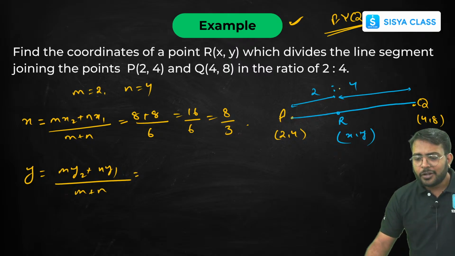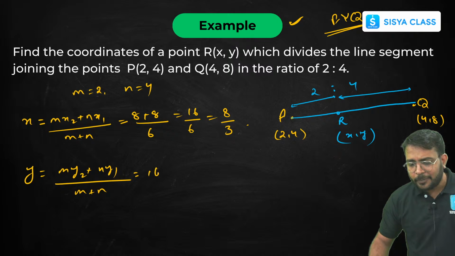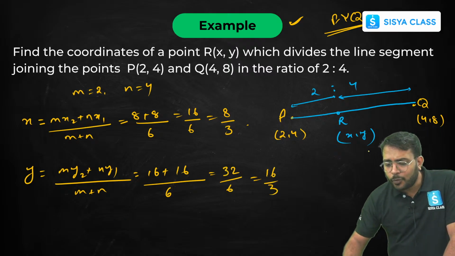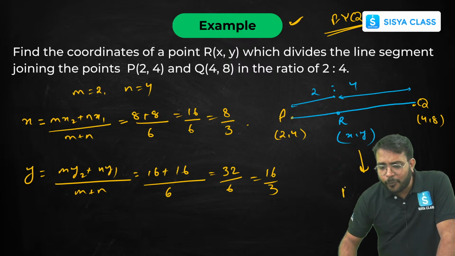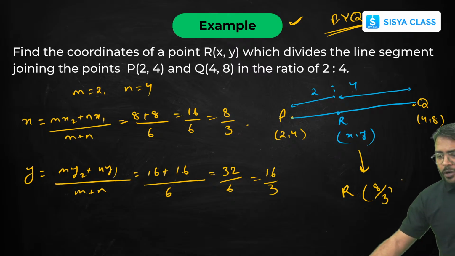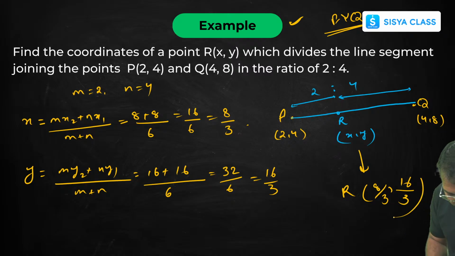So m की वैल्यू 2 into 4, it is going to be 2 into 8, it is going to be 16, and 4 into 4, it is going to be 16, divided by 2 plus 4, it is going to be 6, that means 32/6, 32/6 means beta, it is going to be 16/3, alright. That means the coordinate of point R is 8/3, comma 16/3, alright. I hope that this is clear for you.